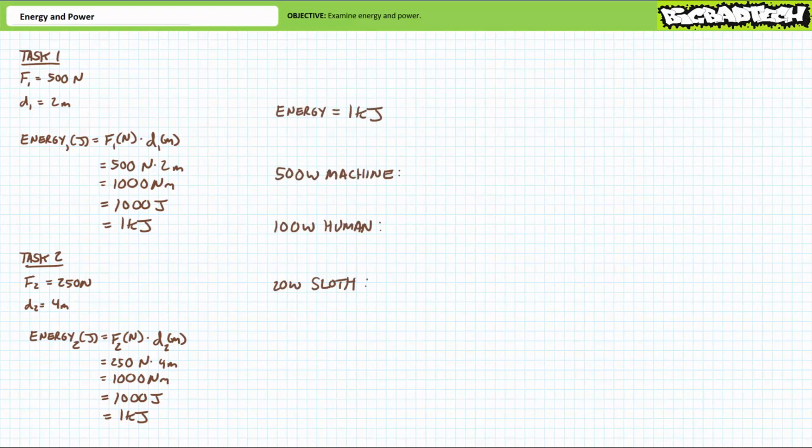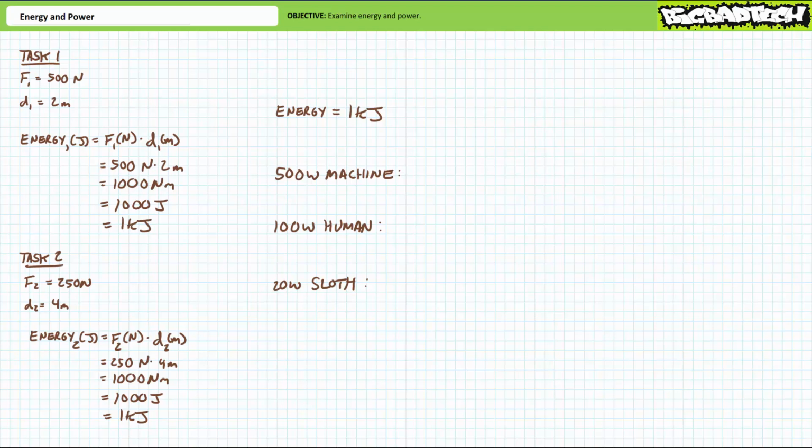Let's now examine the various methods we could use to accomplish a task necessitating 1 kilojoule of energy, of which we have 3 options. Option 1, a 500-watt machine. Option 2, a human working at a moderate pace, capable of generating 100 watts of power. And Option 3, a 20-watt sloth. Which of these available options will accomplish the 1 kilojoule task in less time?